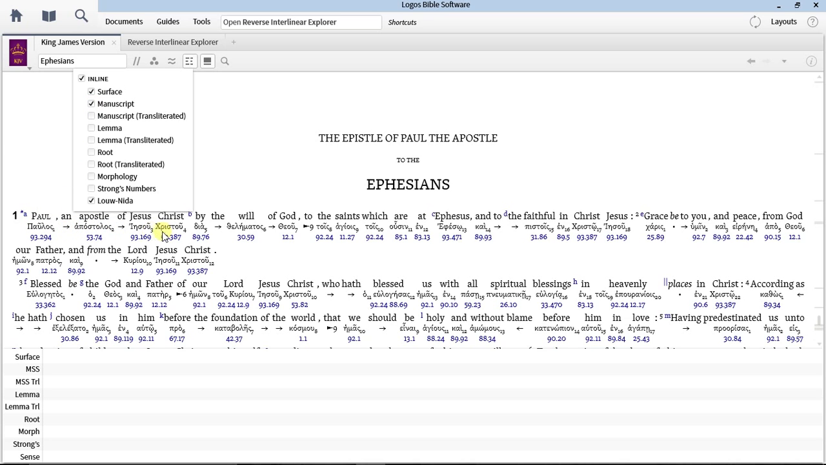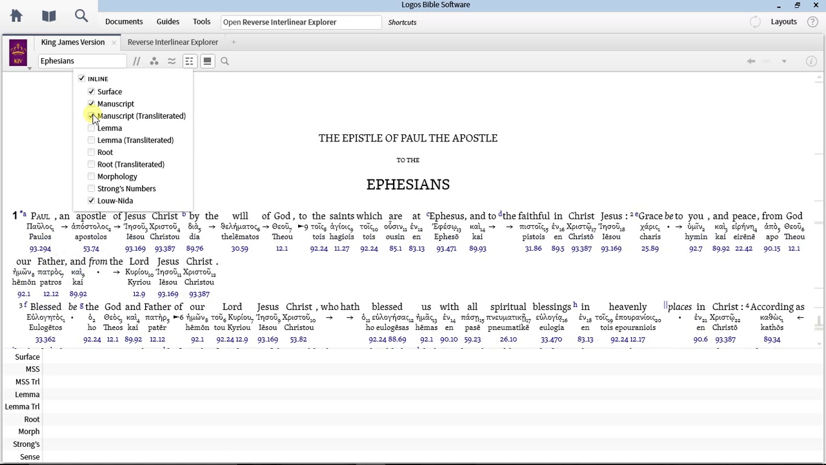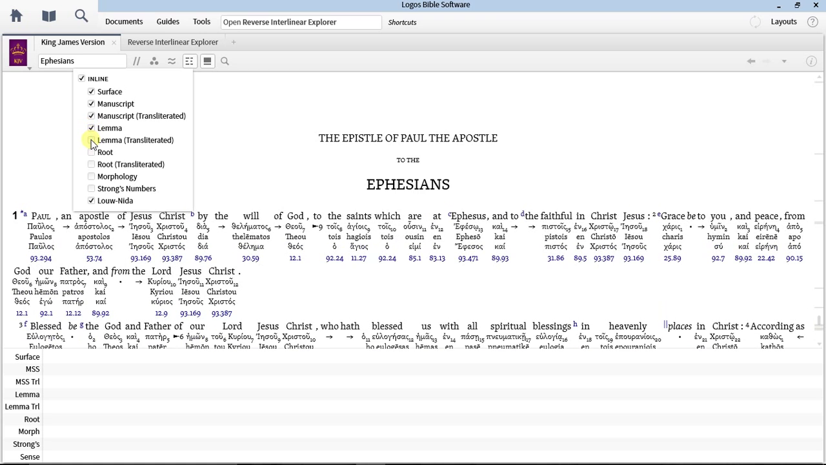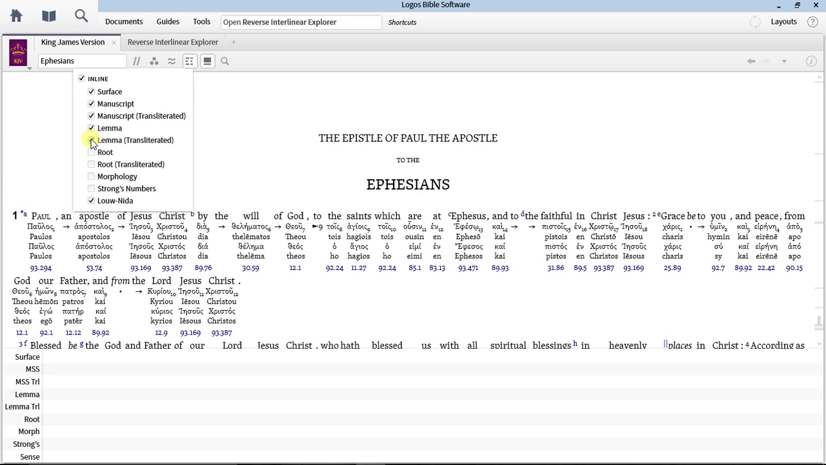They do assign numbers with them. Still trying to learn what that is about. Then you have the manuscript that's transliterated. You have the lemma. Again, that's the dictionary form of the word. If you were to actually look up Paul, the lemma will give you the actual dictionary version of that. You may have some variations of that word, like ran, run, something along those lines.